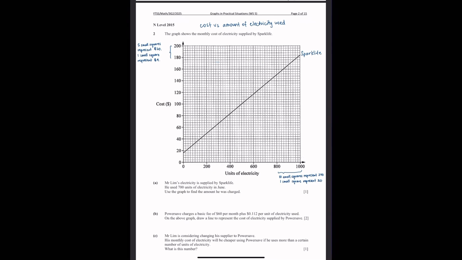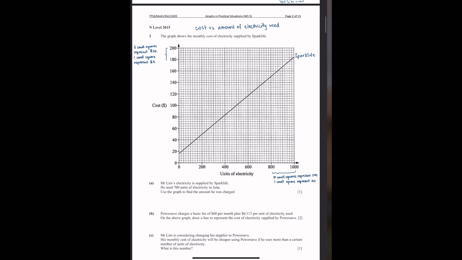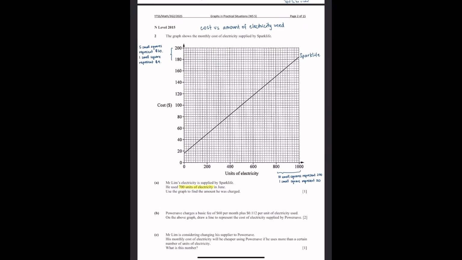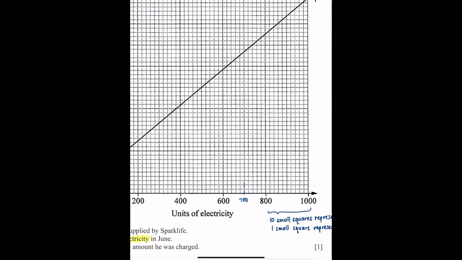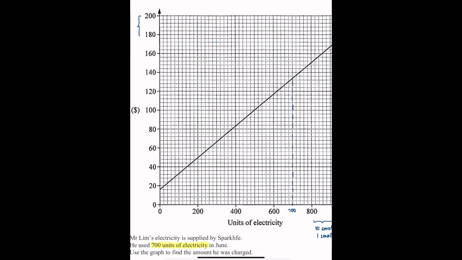Let's look at part A. Mr. Lim's electricity is supplied by Sparklife. He used 700 units of electricity in June. We have to use the graph to find the amount he was charged. Let's zoom in to 700, which is in between 600 and 800. Draw a dotted line up to meet the straight line, and then draw a dotted line to the left to meet the vertical axis, so we can see the corresponding cost for 700 units of electricity.